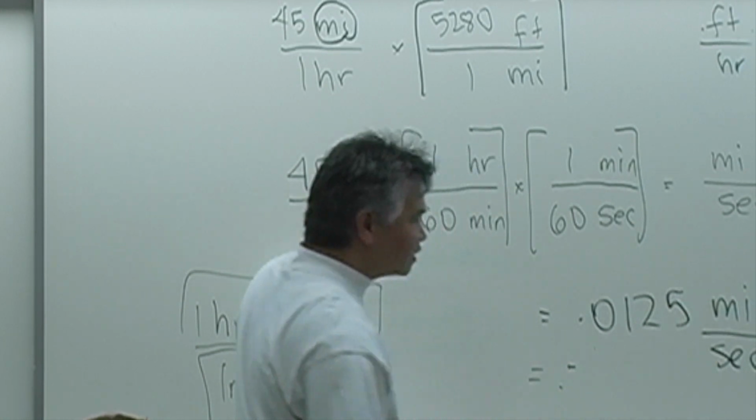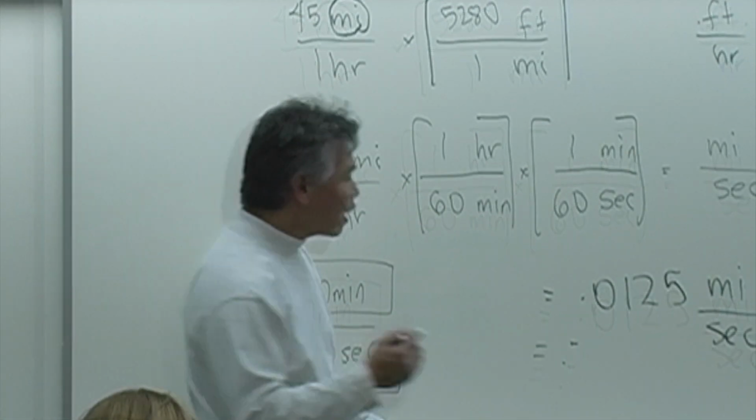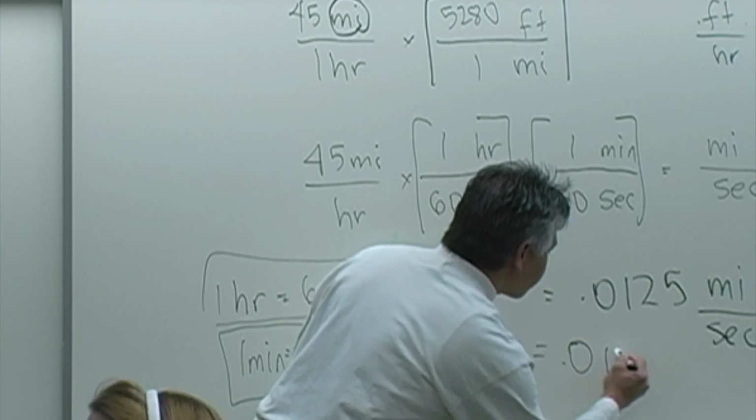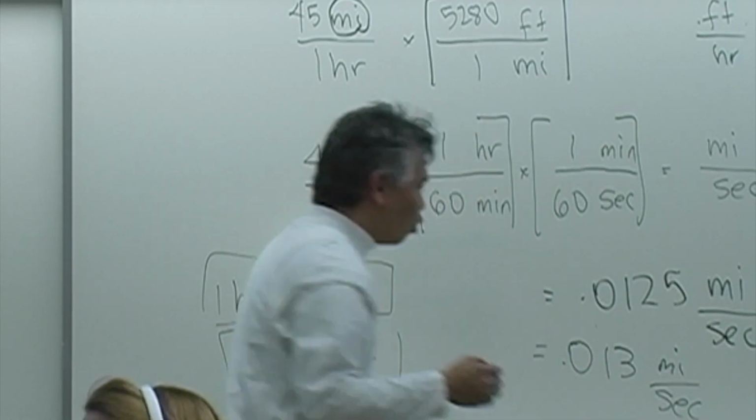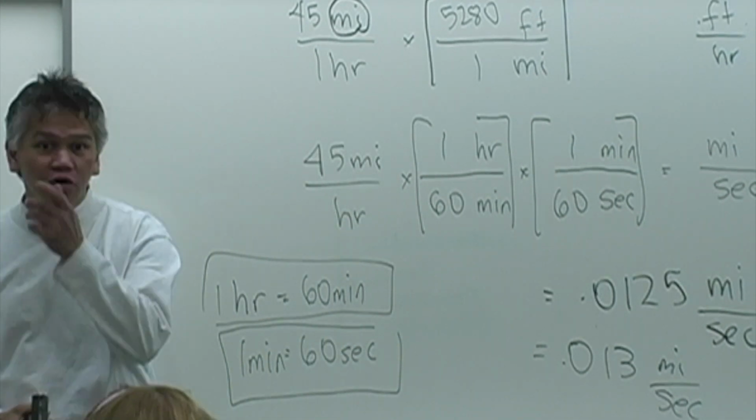1.3 times 10 to the negative 2, or I could also write 0.013 miles per second. But 1.3 times 10 to the negative 2 certainly would be acceptable.